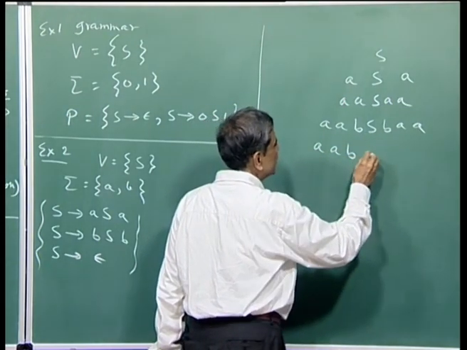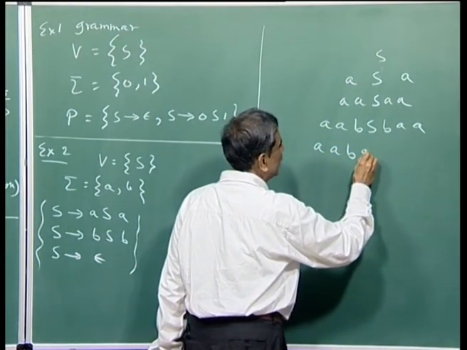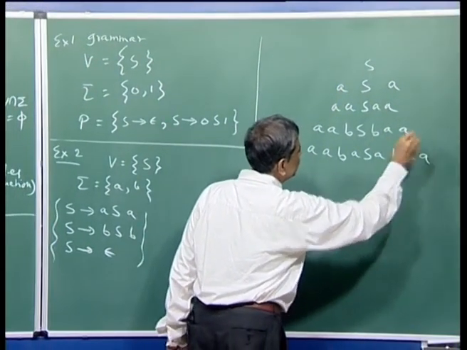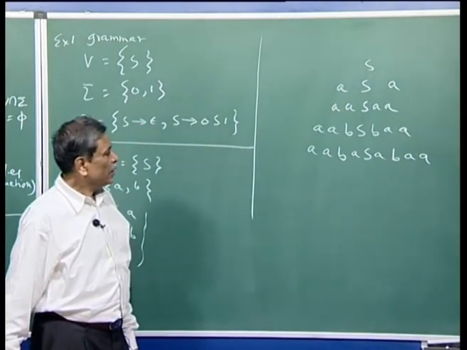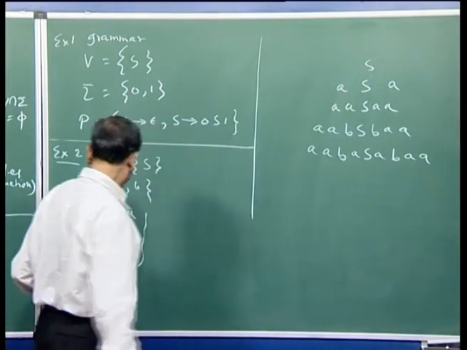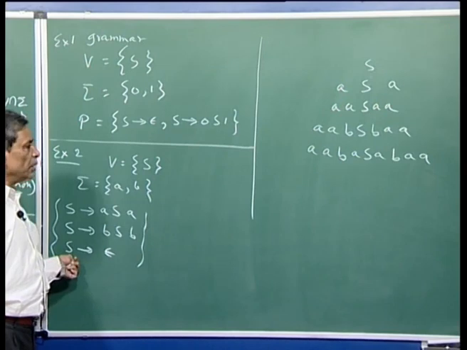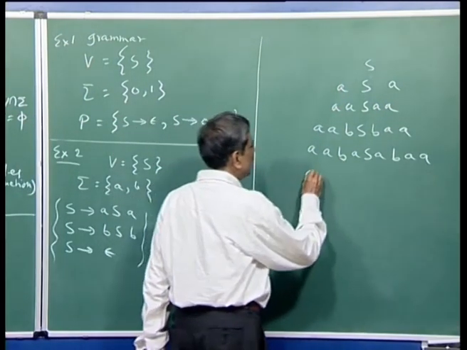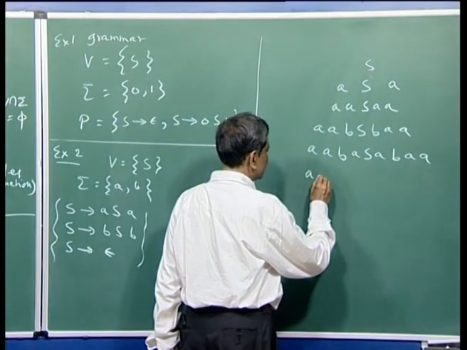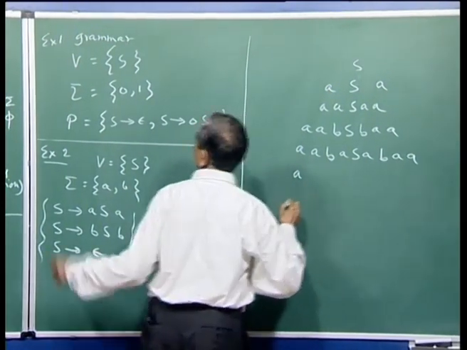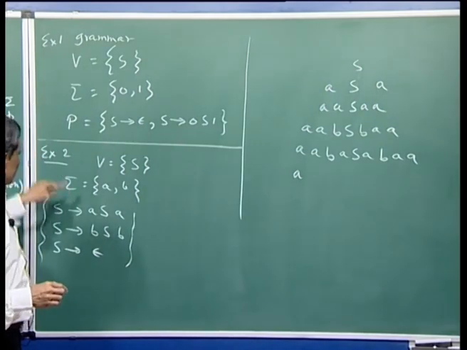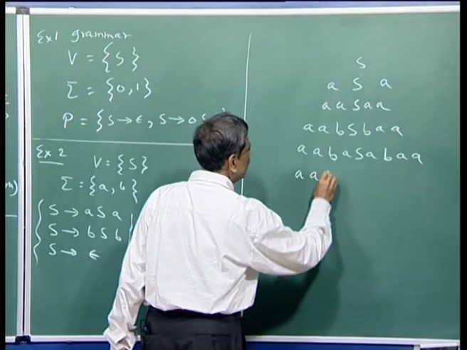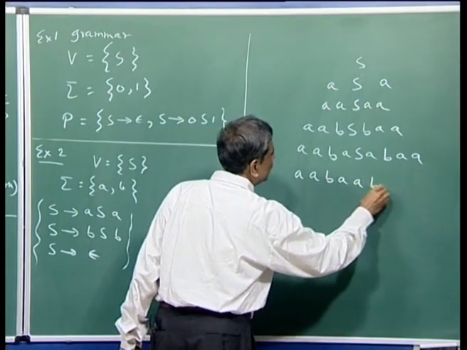So, this particular S is being rewritten as A S A. These three things will follow after that. And now, I use the final last rule to get a purely terminal string made solely of terminal symbols. So, A, A, B, A.